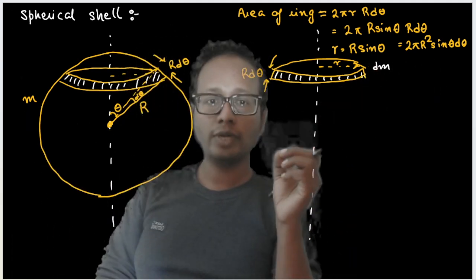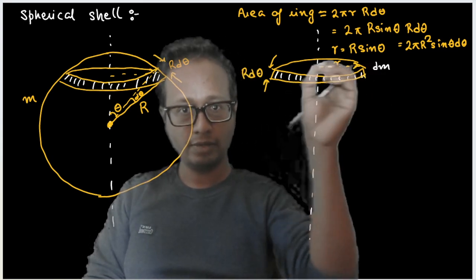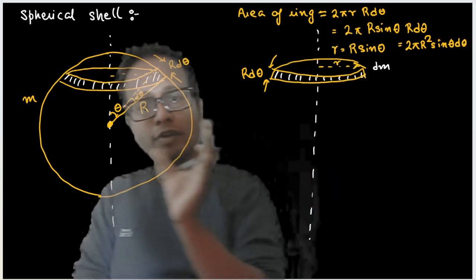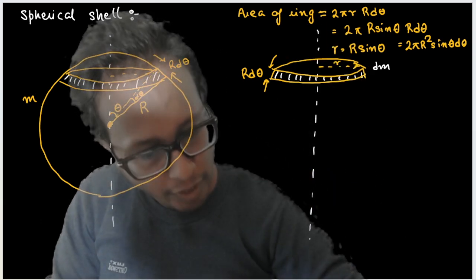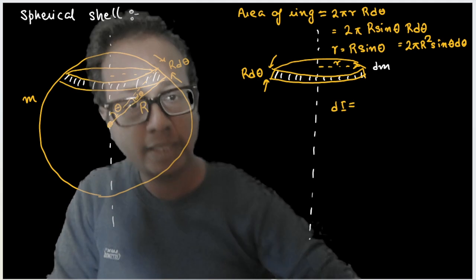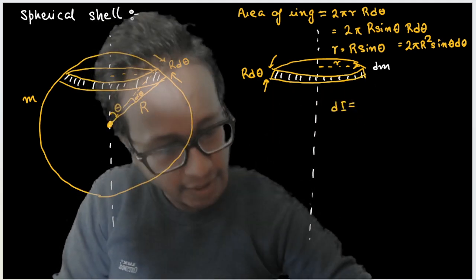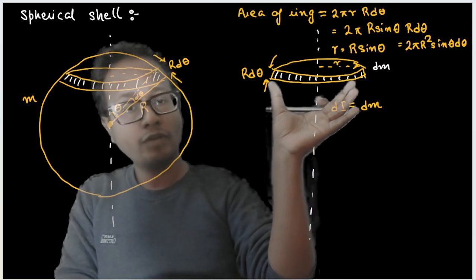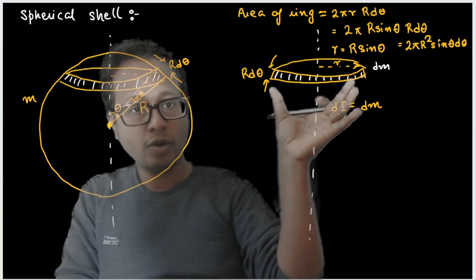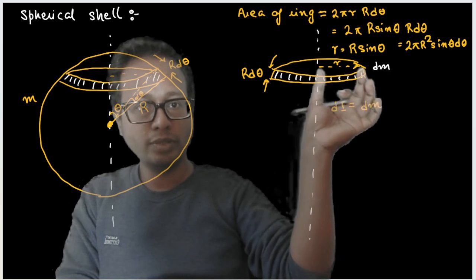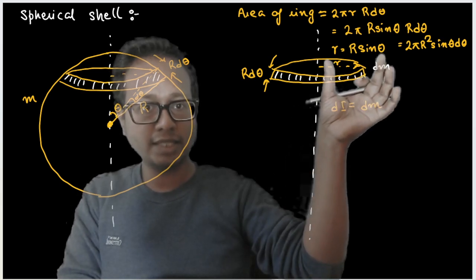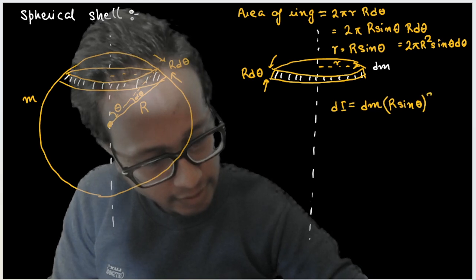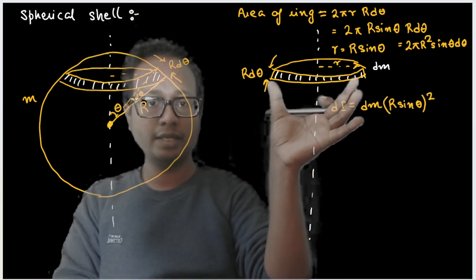So I must find out the moment of inertia of this shell. If I find the moment of inertia of this elemental ring and add all the moments of inertia of the elemental rings from top to bottom, I'll get the moment of inertia of the shell. So the moment of inertia of this elemental ring is the mass of the ring, which is dm, into the moment of inertia of a ring, which is mass into r square, where r is R sine theta. So dI is dm into R sine theta whole square.